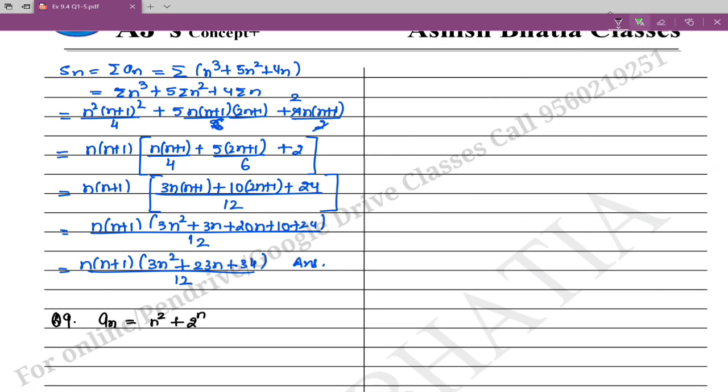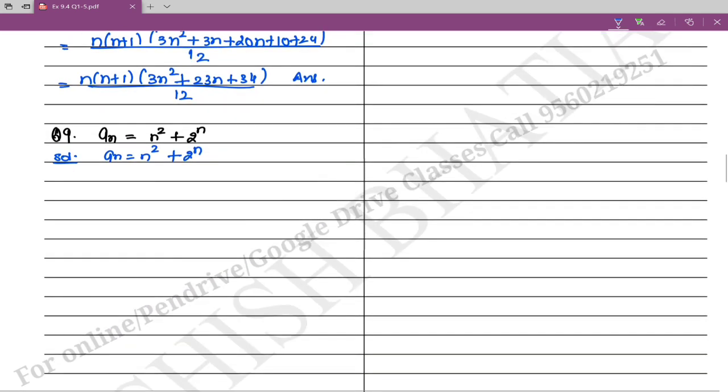The question is: an is this. An is the most in the simplified version. Now let's proceed with the question.